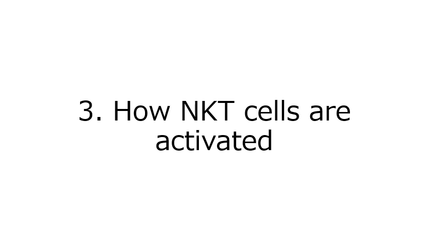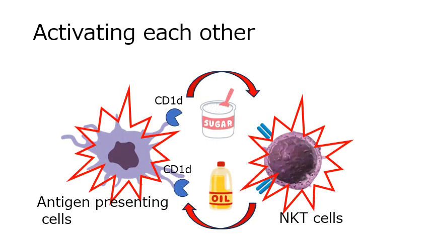The next section describes how NKT cells are activated by TCR recognition of glycolipid presented on CD1D molecules on dendritic cells and B cells. As this recognition is a linkage recognition, antigen-presenting cells such as dendritic cells can also be activated in addition to NKT cells.